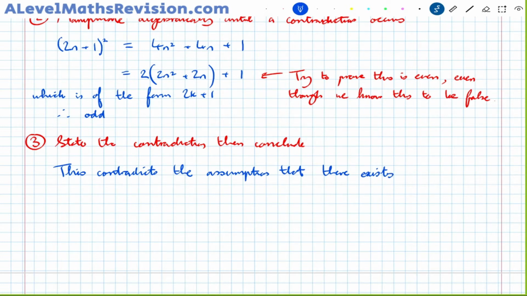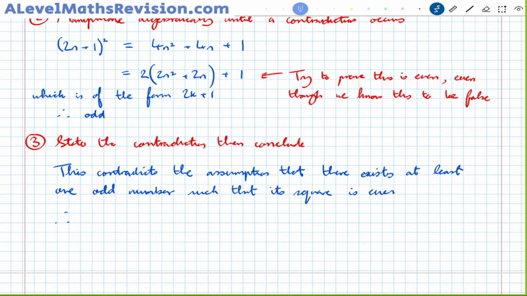This contradicts the assumption that there exists at least one odd number such that its square is even. So we disproved the possibility that there even exists an odd number whose square is even. That means that all square odd numbers must be odd. Therefore, the square of all odd numbers is odd.